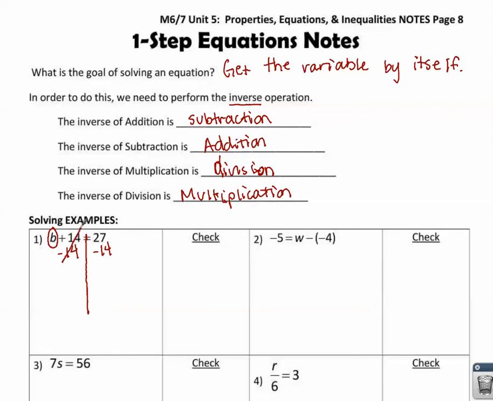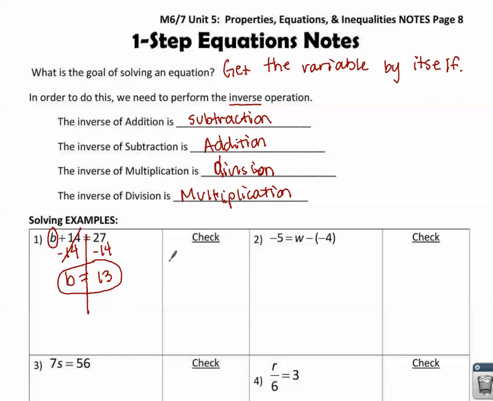So a positive 14 and a negative 14 cancel. You bring down your b equals, and 27 minus 14 is 13. So that's how you solve for b.